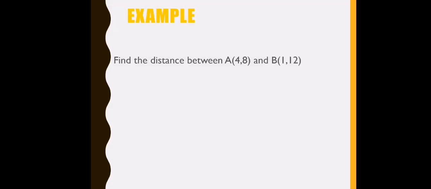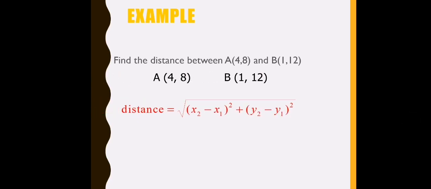Okay, so para mas maintindihan, let's have an example. Let's say for example, we are asked to find the distance between points A and B. Okay, point A has a coordinate of 4, 8, while point B has a coordinate of 1, 12. So A is 4, 8, B is 1, 12. Using the distance formula, let us first identify.